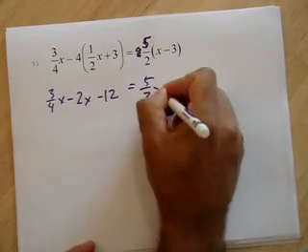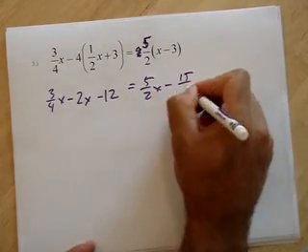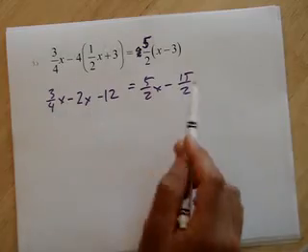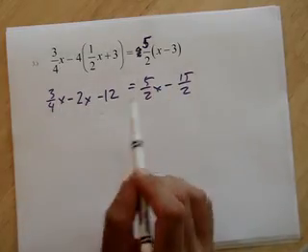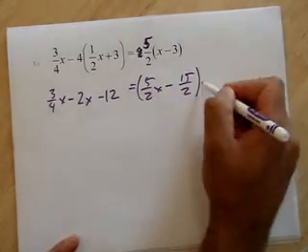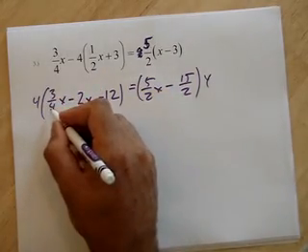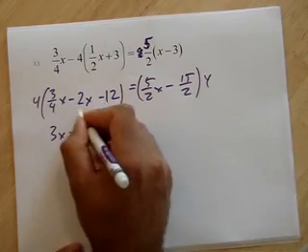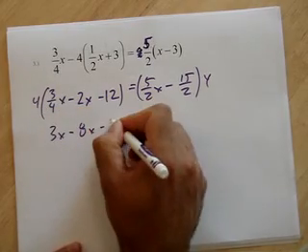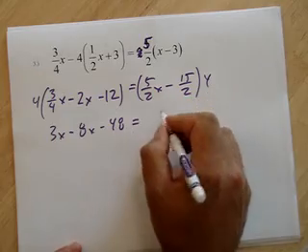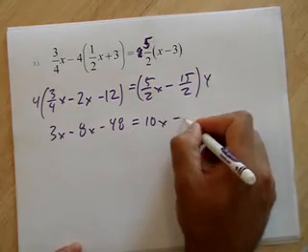I get 5/2 x minus 5 times 3 is 15, 15 over 2. Here we go. Now, I've got some fractions here. I get a 2 and a 4. They all go into 4, so let's multiply both sides by 4. What do I get? 4 divided by 4 is? Yes, 3x minus 4 times 2 is 8x minus 48 equals 4 divided by 2 is 2, 10x minus 30.